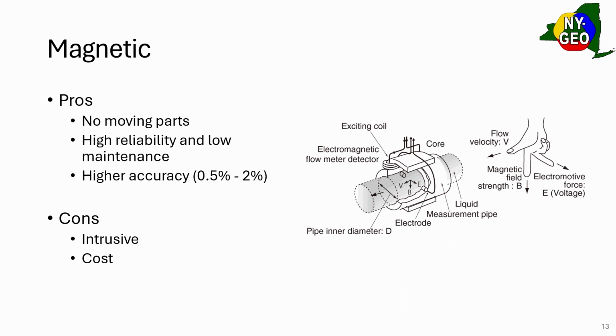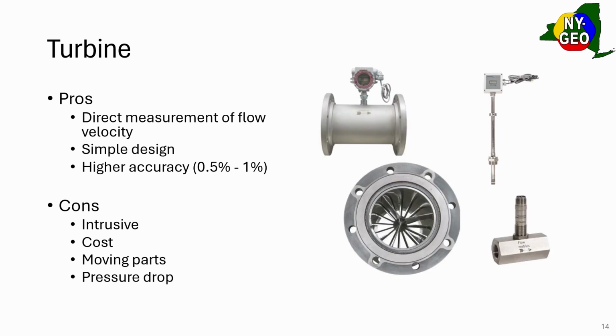Magnetic flow meters, these work by inducing a magnetic field. And then as the flow runs through that magnetic field, there causes a differential voltage. And that differential voltage can be translated to a flow rate. No moving parts again, pretty reliable and low maintenance and higher accuracy, but the trend here is when it's an in-pipe, it can be more costly because it scales with that pipe size.